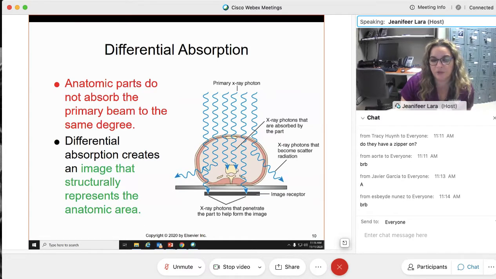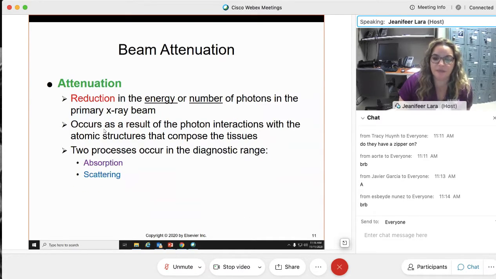meaning the lack of photons reaching the image receptor right here will give us an outline of vertebrae. Make sense? Questions? So everyone understands the magic happens within the body at different degrees, right? Good. So what is attenuation?